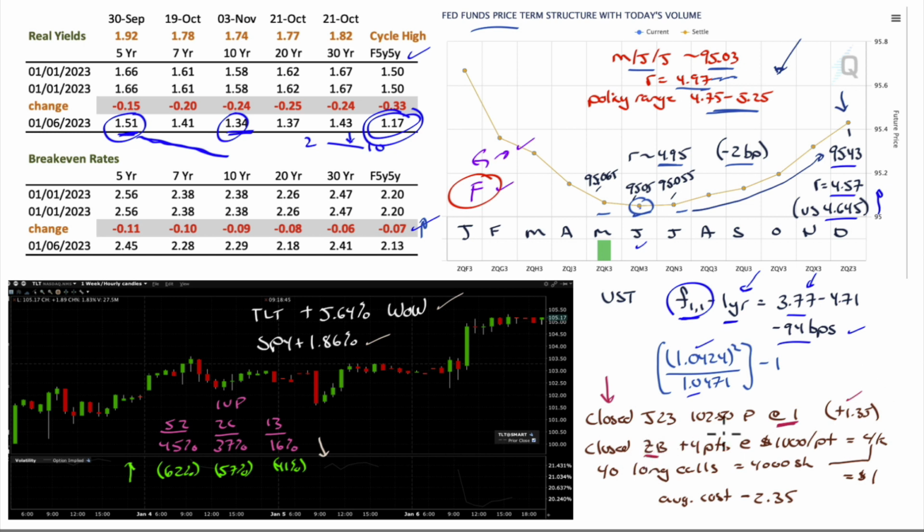But my ZBs, remember, I was long the bond futures. I added bond futures. As TLT was pulling back, the 30-year bond was dropping as well. So rather than do another TLT trade, I went long the bond for some duration. I got 4 points out of that. Each point is $1,000, so every contract paid off by $4,000. Since I'm long 40 long calls, that's the equivalent of 4,000 shares.